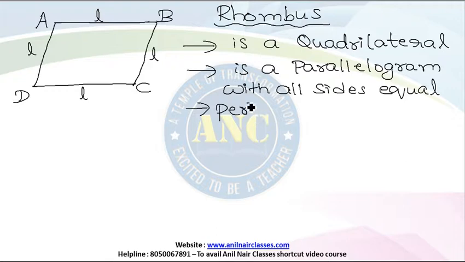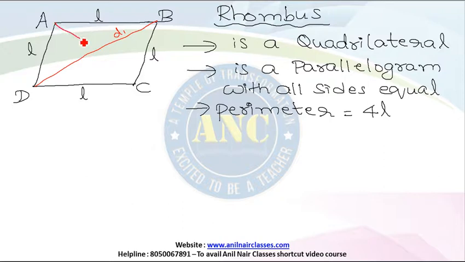Let us keep seeing some other key points and understand it in the easiest way possible. So perimeter of rhombus is L plus L plus L plus L, which is nothing but 4L. Now listen to this carefully, sir. There are two diagonals for this rhombus. One of the diagonals is BD, which I will call D1, and another diagonal is AC, which I will call D2.